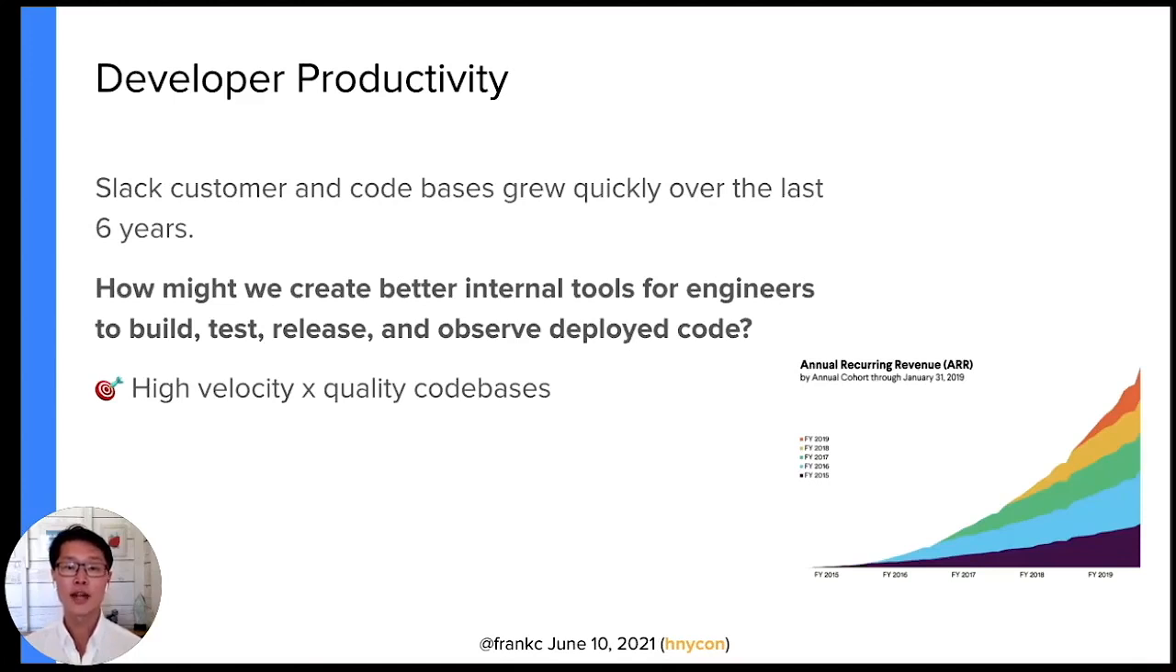I'd love to spend the first few minutes talking about developer productivity and business goals. Developer productivity is about building tools and programs used to get Slack software to customers quickly and with high quality. It's been a fun journey to be on as Slack scales. I work with teams that have the opportunity to make engineering at Slack simpler, more pleasant, and more productive. Both Slack customers and code bases grew very quickly over the past 6 years. This begs the question: how might we create better internal tools for engineers to build, test, release, and observe deployed code? Well, there are challenges.